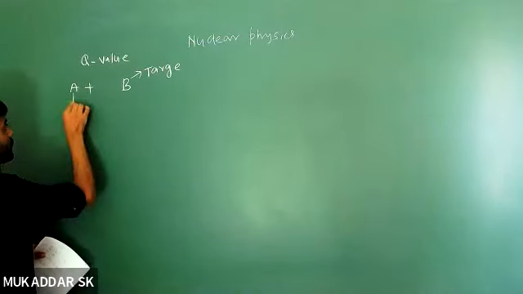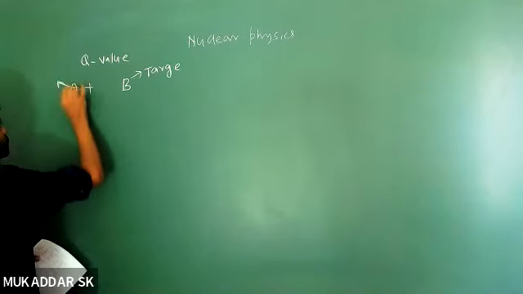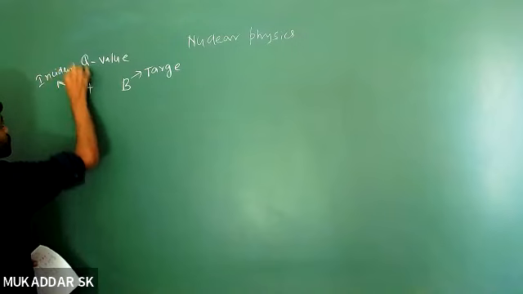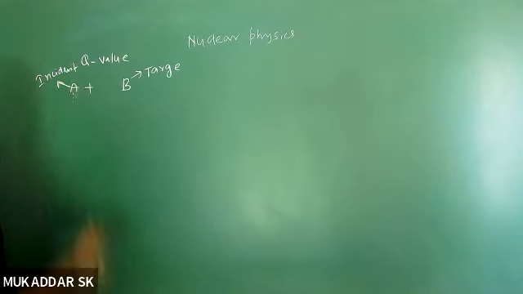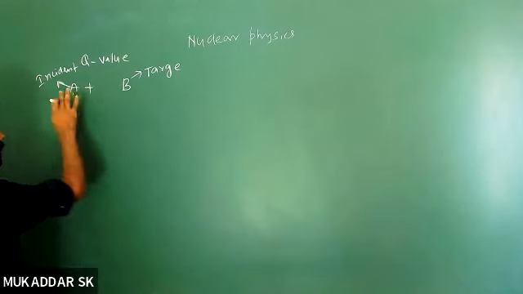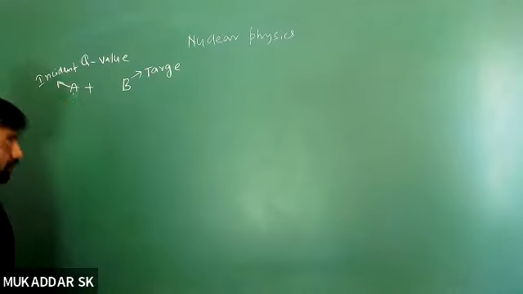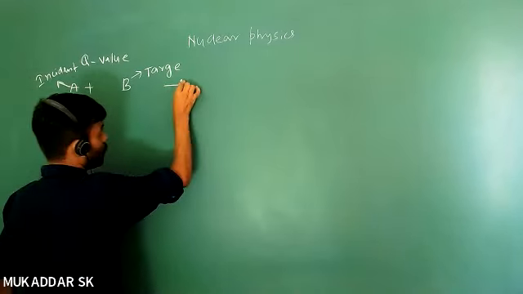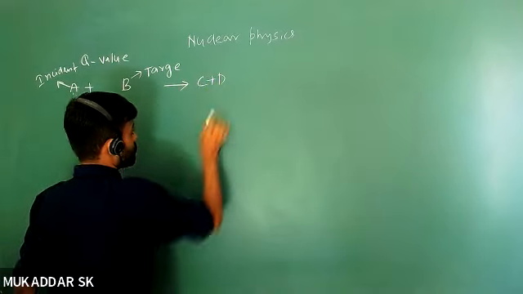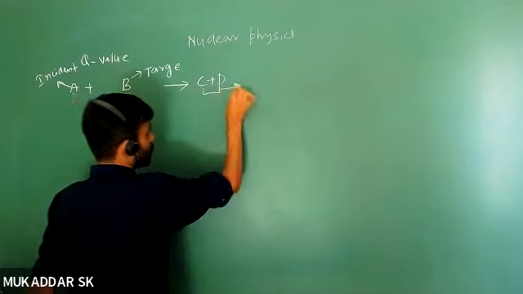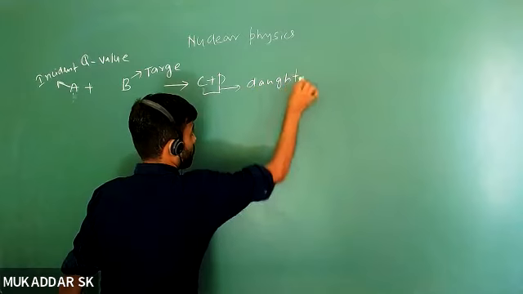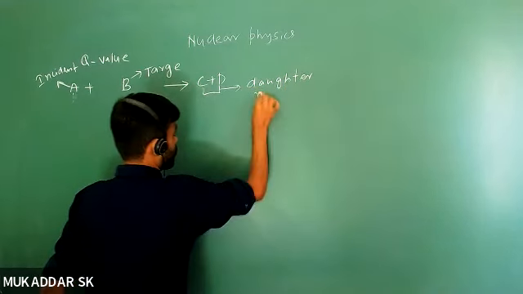So this is your incident particle. Okay, so this incident particle or target particle is bombarded by incident particle. So after this reaction, there are two daughter nuclei created, that is C plus D. So C and D are daughter nuclei.